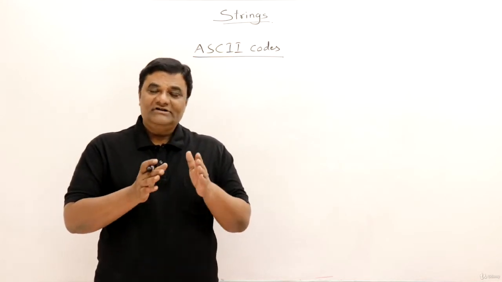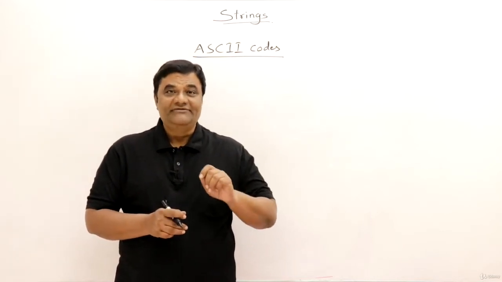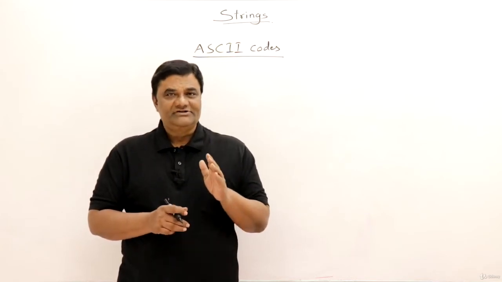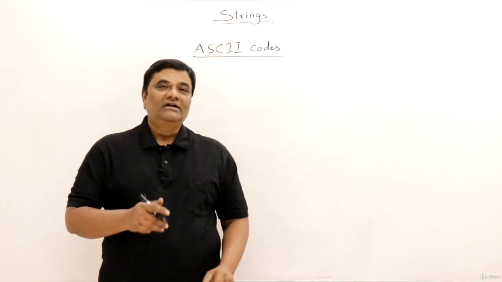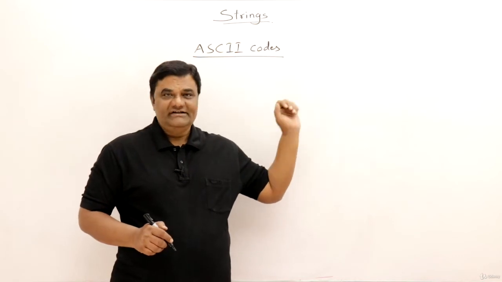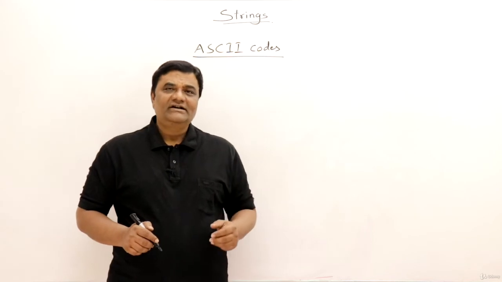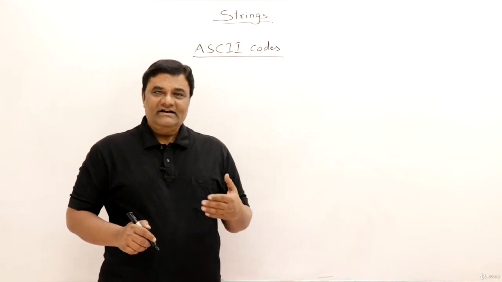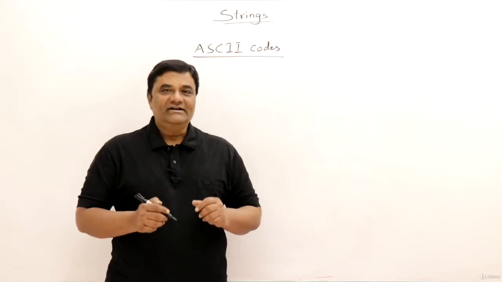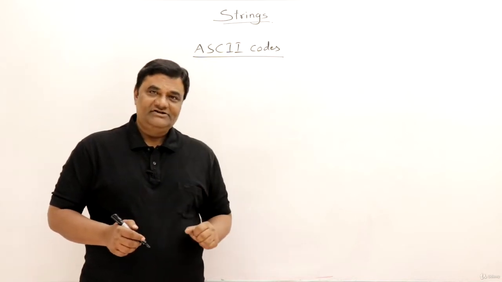So yes, for the English alphabets, for every character there are some codes defined, and those codes are standard codes. Every electronic machine follows that same set of codes, and those codes are called American Standard Code for Information Interchange, that is ASCII code or ASCII codes. These codes are given by the American National Standards Institute, that is ANSI, and also it is an ISO standard. So that's the reason every electronic device supports these codes for the English language.